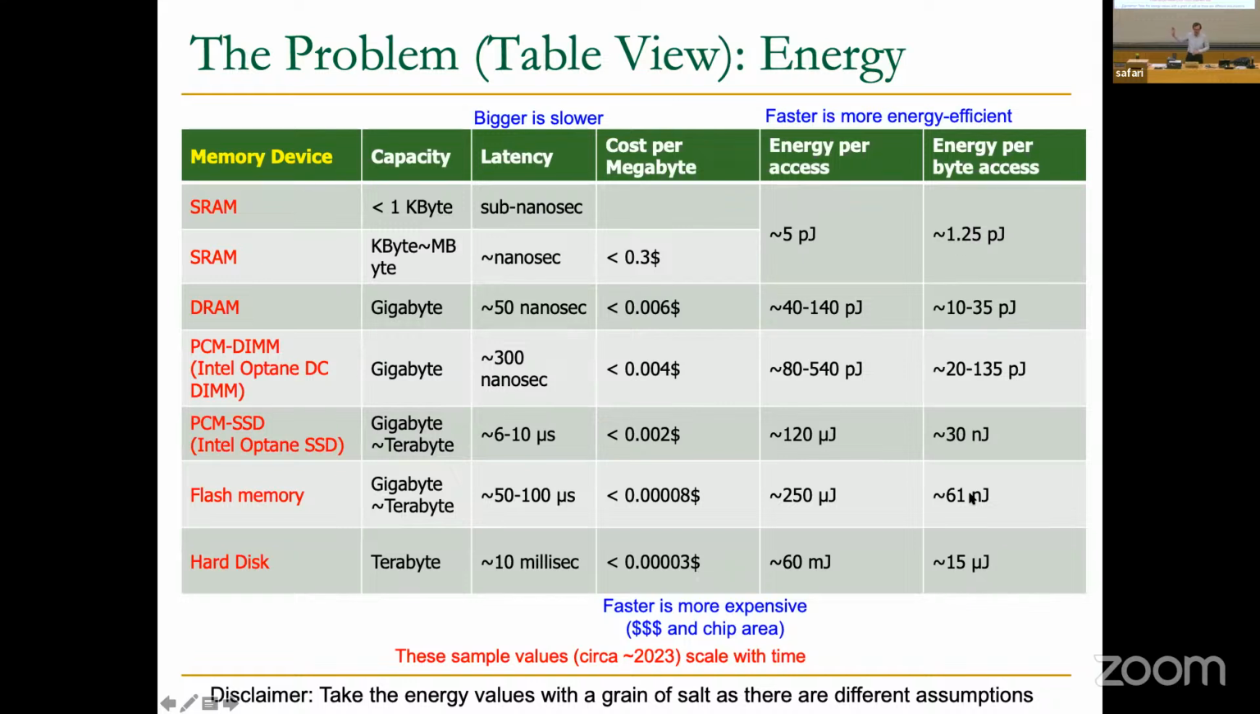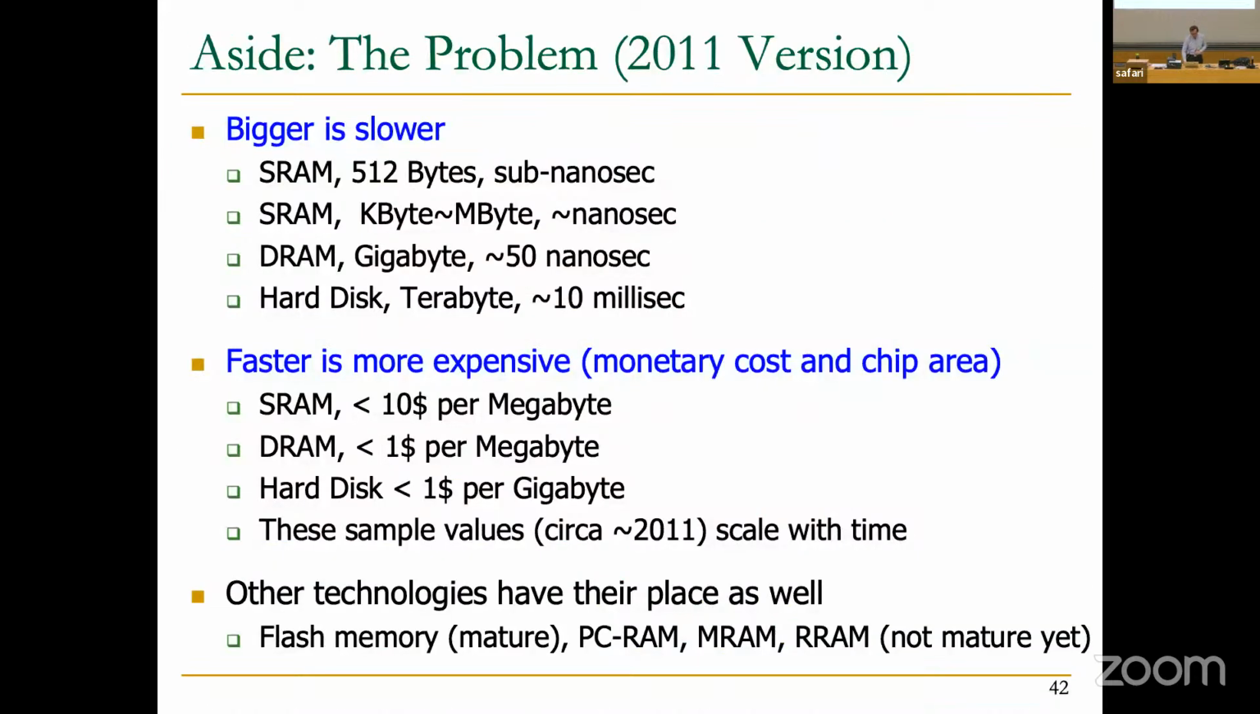But take these numbers with a grain of salt because there are different assumptions in how you calculate the numbers. What really matters is this is picojoules. Maybe this is an order of magnitude worse, and this may be somewhat similar. And now you go into the nanojoule territory over here with SSDs, and then you go into the microjoule territory. This is to access 1 byte, right? So you can see that it becomes much more expensive to access 1 byte as you go to larger structures, if you will. Okay, this is the 2011 version. If you have time, you can compare it to it. And you can see that the values have scaled quite a bit. So in 2011, you can see that DRAM cost was less than $1 per megabyte.